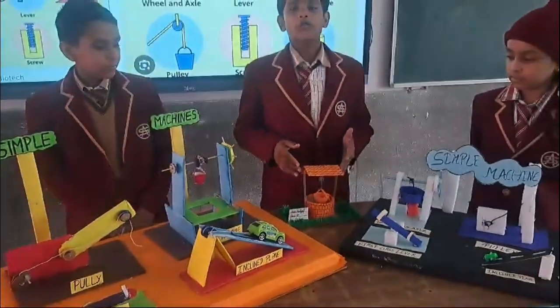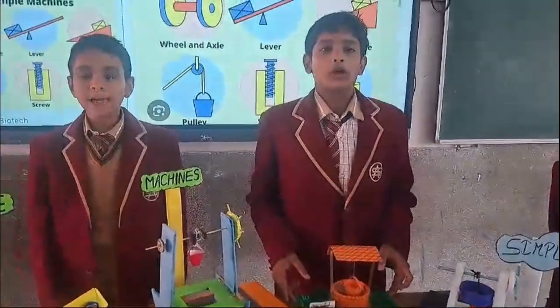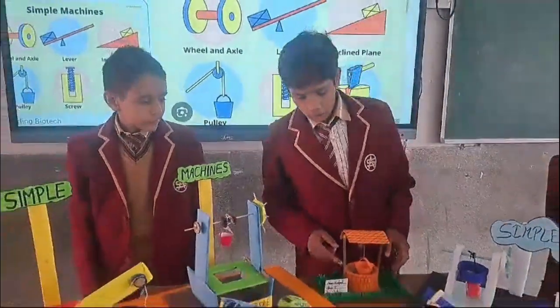This is a model of a fixed pulley. In the case of a fixed pulley, the pulley does not move. It is attached to a hook or a ball. They are used in flagpoles and for pulling out water from the well.